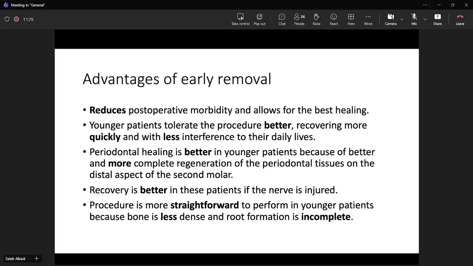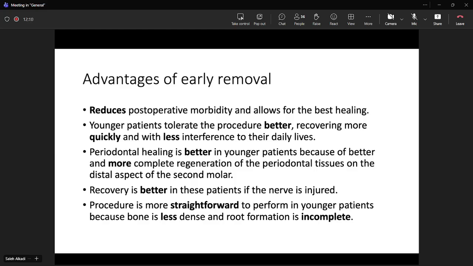What are the advantages of early removal of impacted teeth in general, especially lower third molars? This will reduce the post-operative morbidity and allow for best healing. Why is post-operative morbidity reduced? Because we know that younger patients tolerate surgical procedures better, recover more quickly, and this interferes less with their daily lives. Also, in younger patients, periodontal healing is better. So this will affect the bone regeneration and the regeneration of periodontal tissues at the distal aspect of the lower second molar after removal of the impacted third molar.